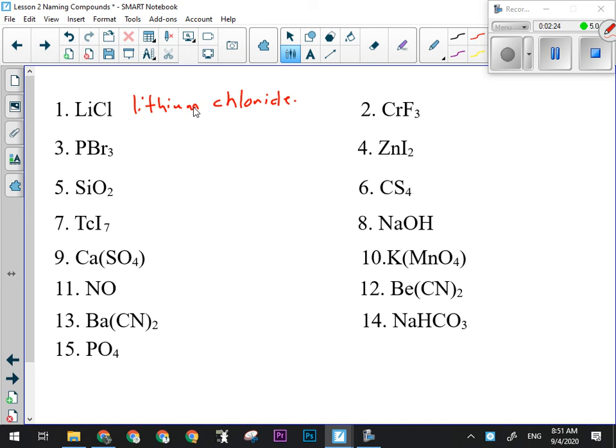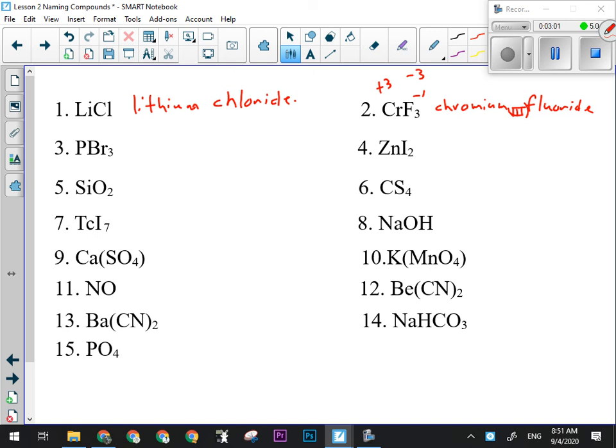Okay, number 2, I've got chromium with fluorine, ionic or molecular? It's ionic, chromium's a metal. So chromium fluoride. Do I need anything on that one? Yes, chromium has more than one possible charge. Fluorine is always a minus 1, and there are 3 of them, so that gives me 3 negative charges. I only have 1 chromium to get 3 positives from, so this must be chromium 3 fluoride.